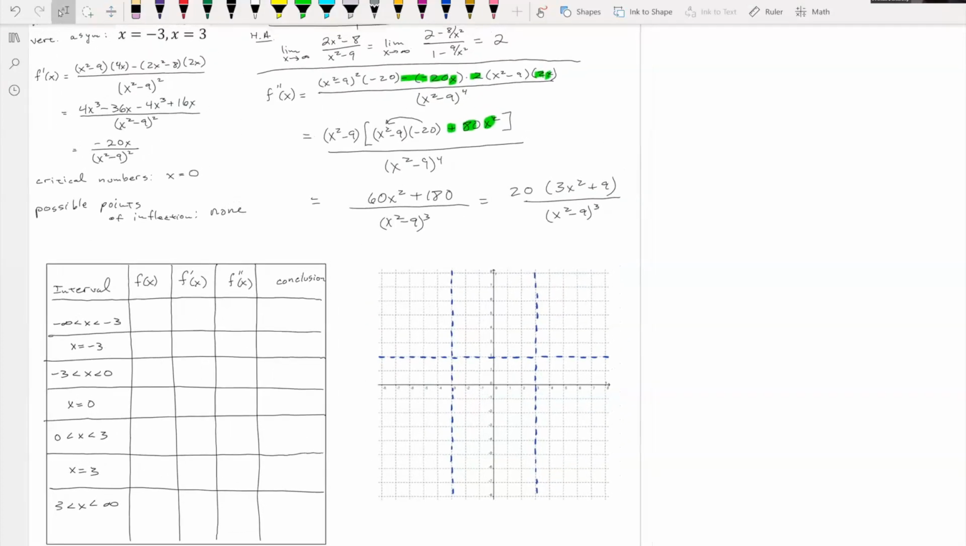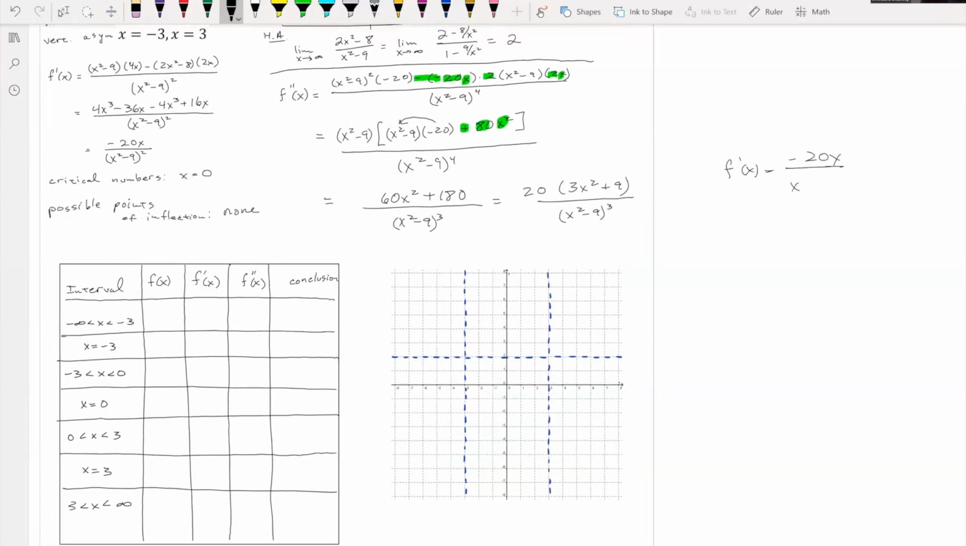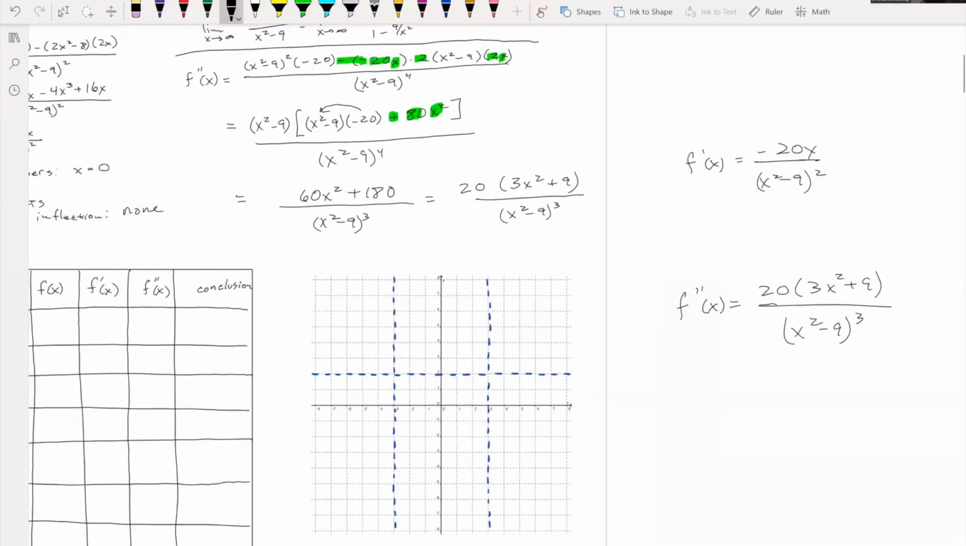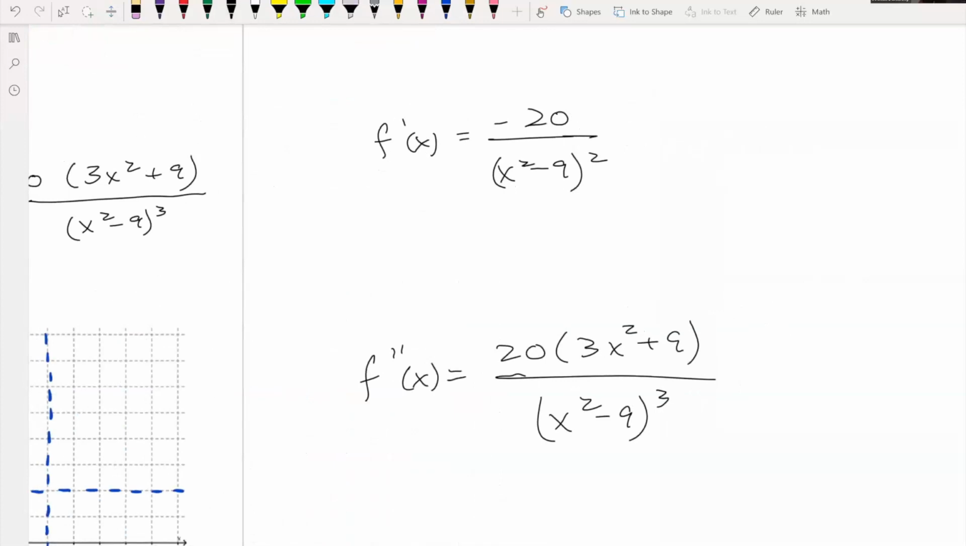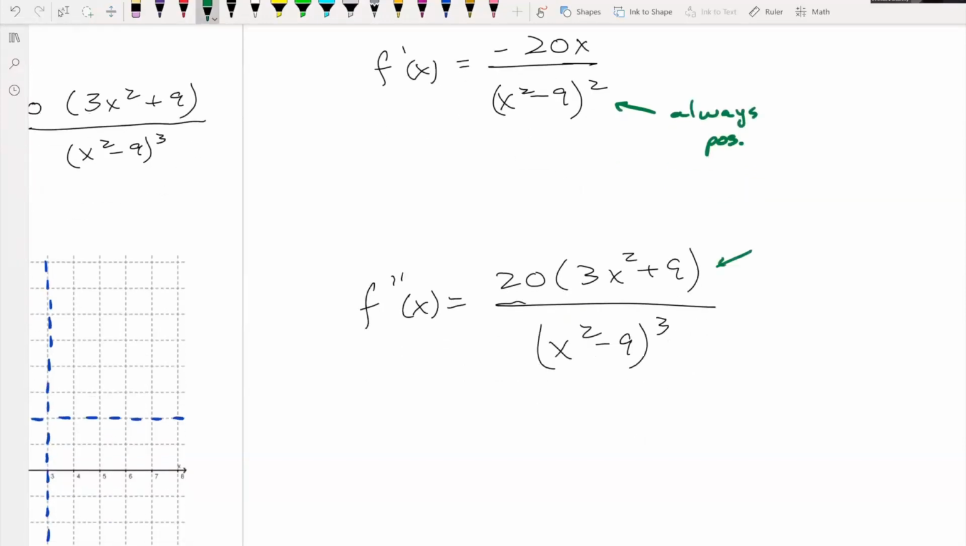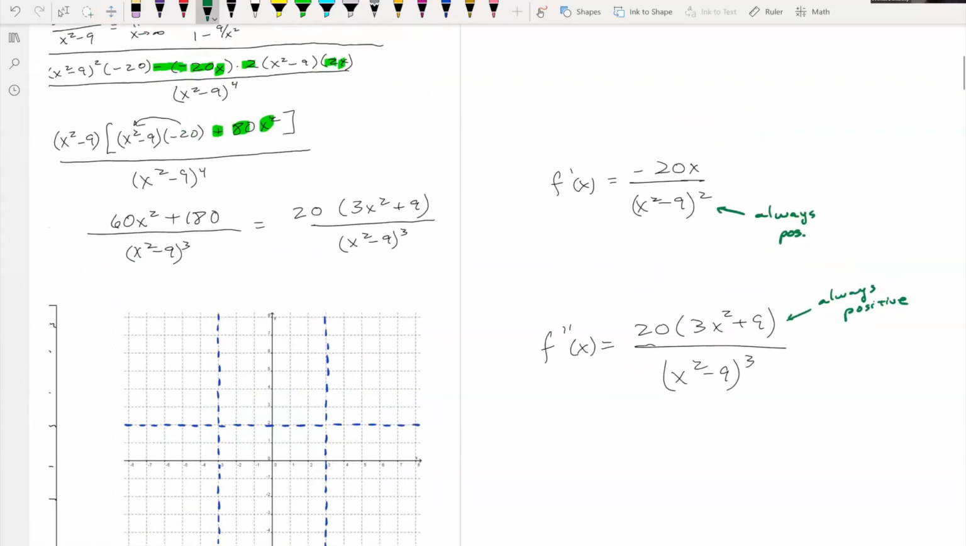So let's go ahead and get this a little more organized, off to the side here. There are some nice things here that will let us work a little less hard. You're going to notice that the bottom here is always positive, everywhere where it's defined, of course. We don't have to worry about plus or minus 3 because we already know what's happening there. And then over here, the top is always positive. So we only need to really think about what's happening in the numerator.